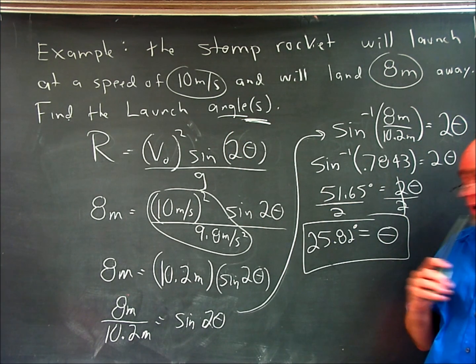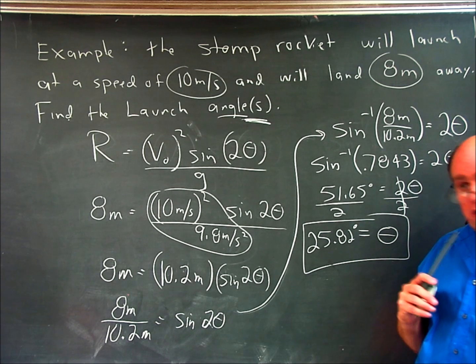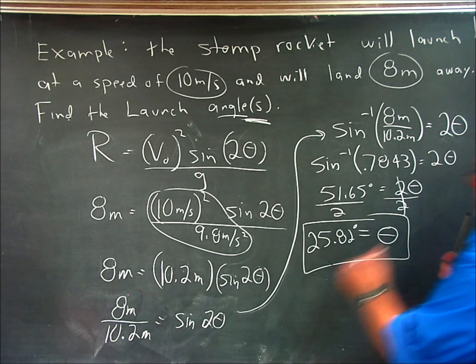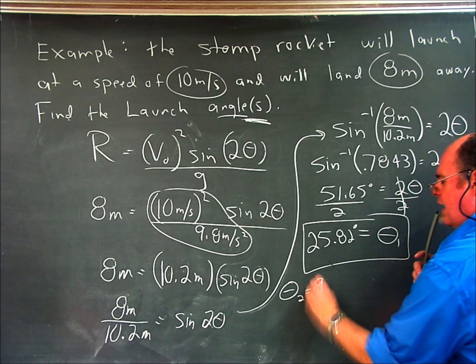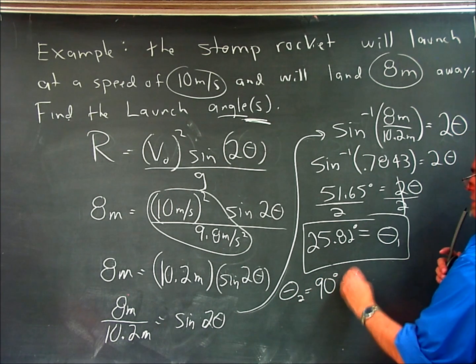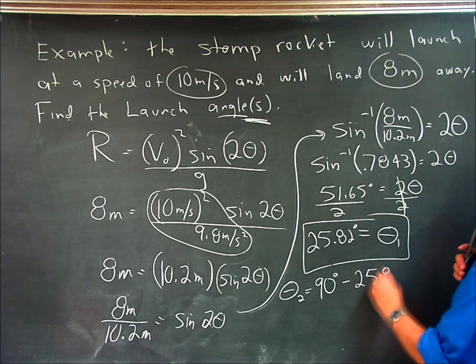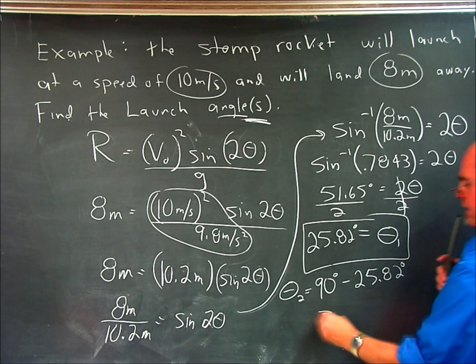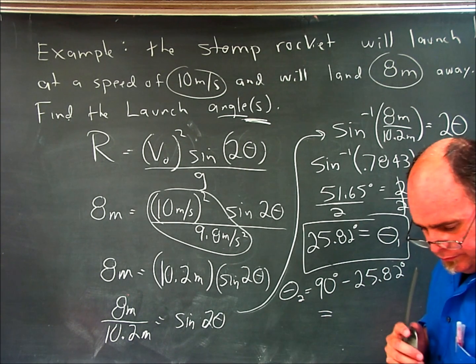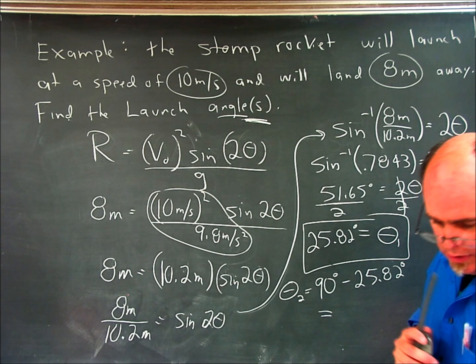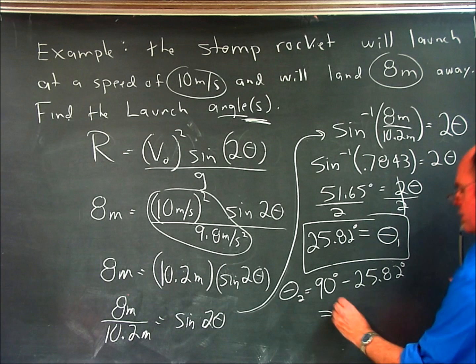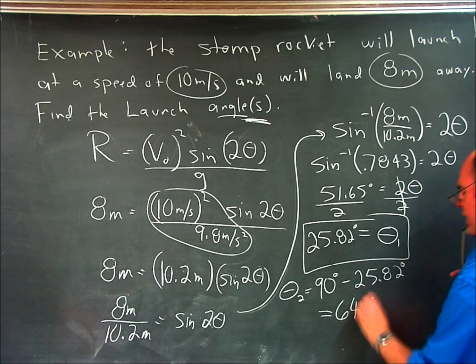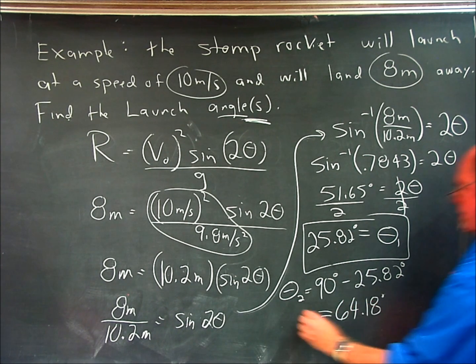That other angle would be the complementary angle. So how do we get the complementary angle? Well, this is angle 1. We can get angle 2 by taking 90 degrees minus 25.82 degrees. If I do that, it comes out to be 64.18. So 64.18 degrees can be angle 2.